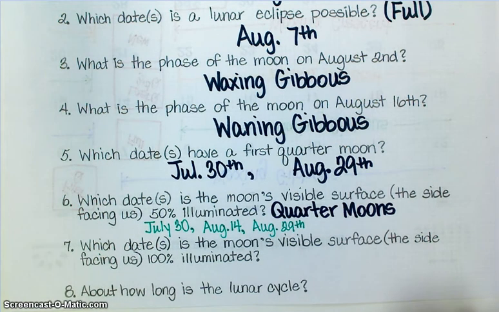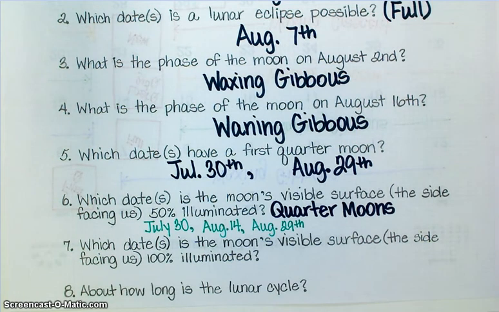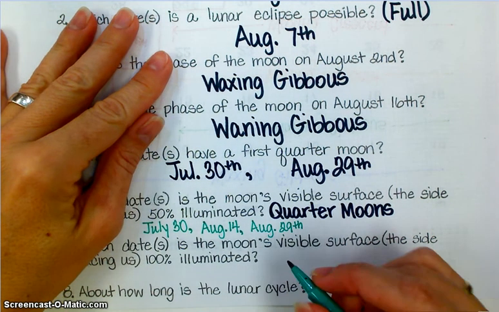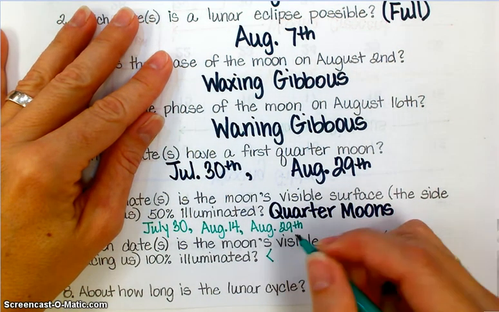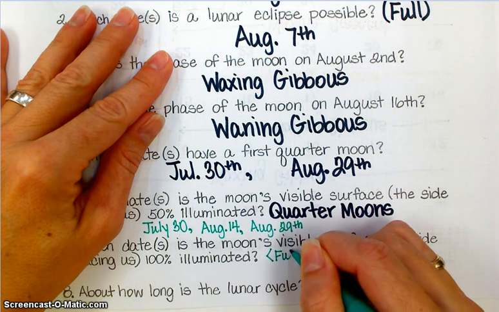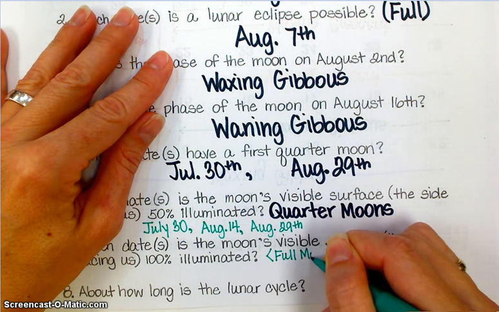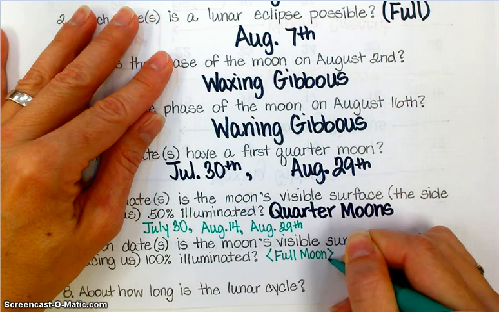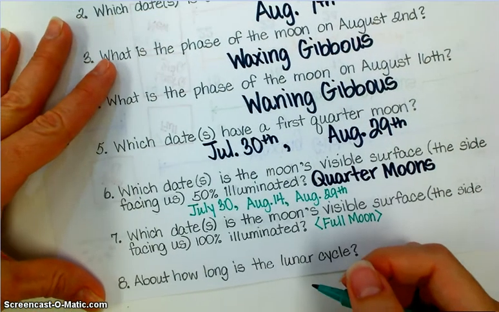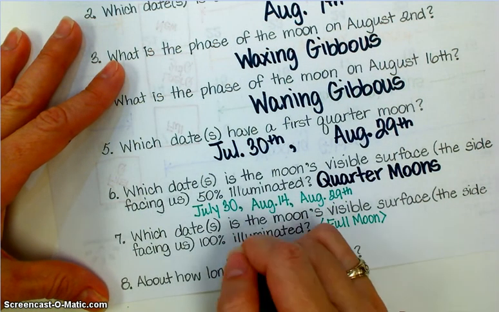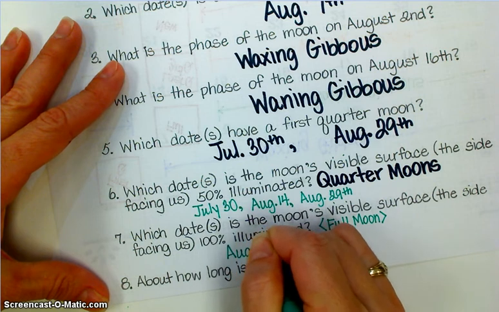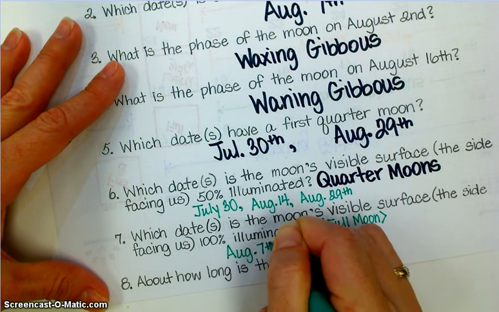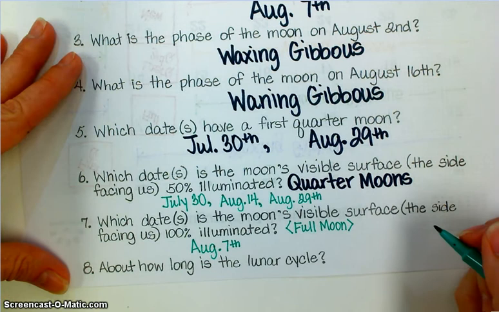Number 7, which date or dates is the moon's visible surface, meaning the side facing us, 100% illuminated? Because what phase are we looking for? Full moon. So the words full moon don't answer the question because the question asks for a date, but we do need to go look for the date of a full moon. And that is August 7th. Okay.